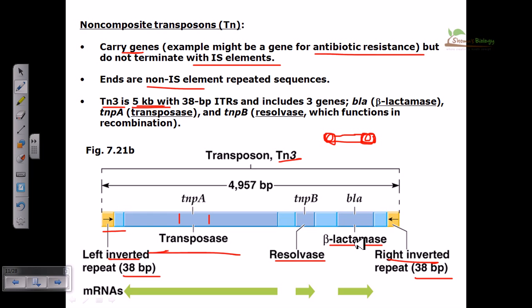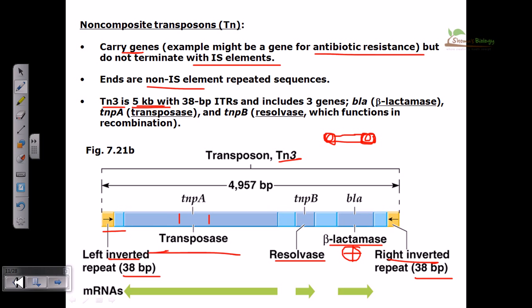Now these antibiotic resistance genes are an advantage of all, because this will help the bacteria to grow in an antibiotic environment, right? And this kind of antibiotic resistance gene transfer gives the bacterial cell an evolutionary advantage over other types of bacteria. Okay, so that is the pretty overall picture of non-composite transposons.